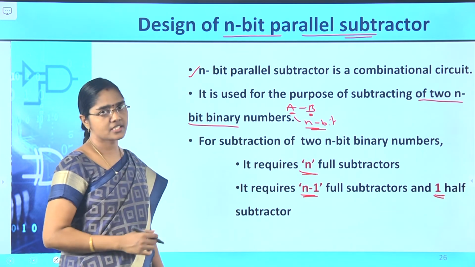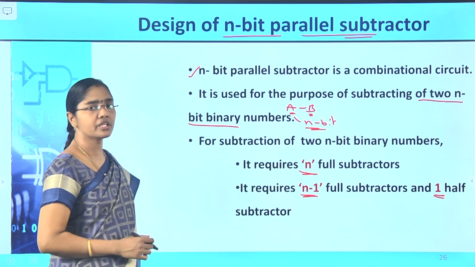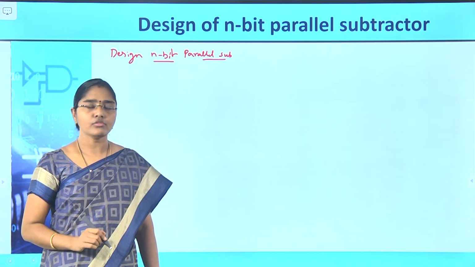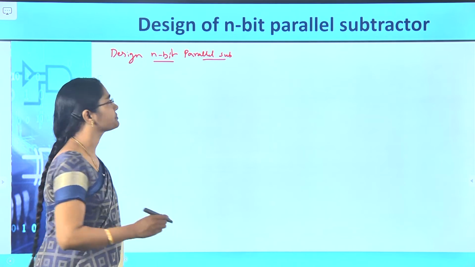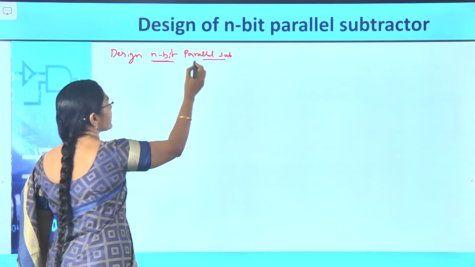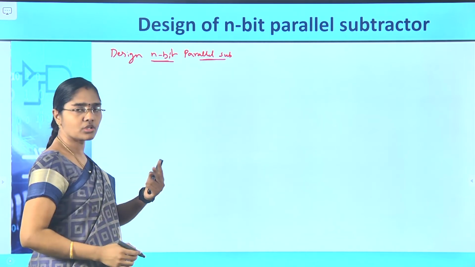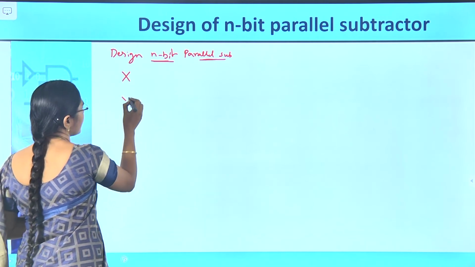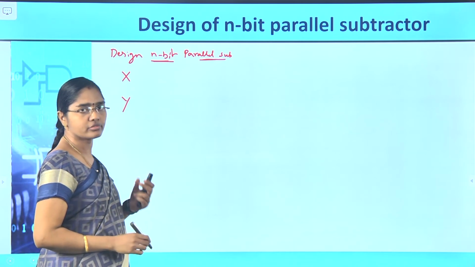Okay. Let's start the design of the n-bit parallel subtractor. In this design of the n-bit parallel subtractor, let's take 2 numbers. Those 2 numbers are x and y, of n bits.